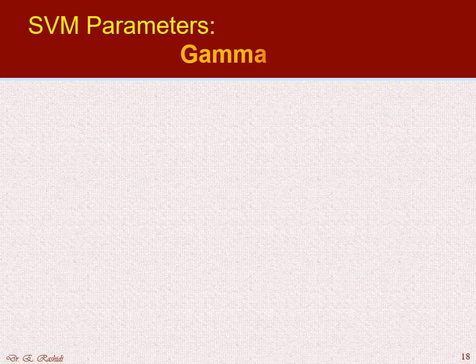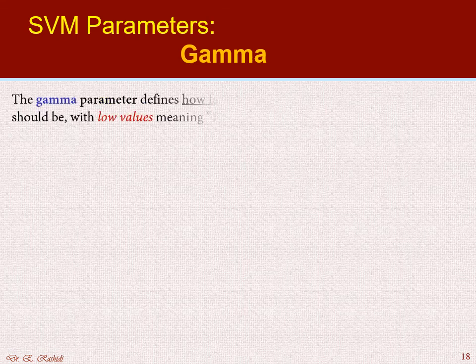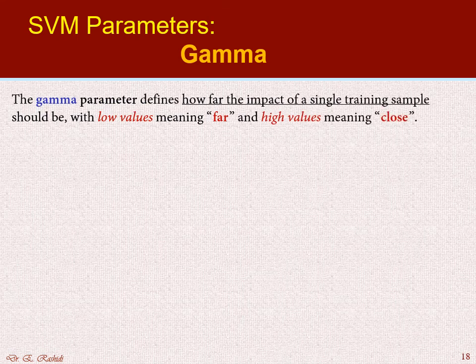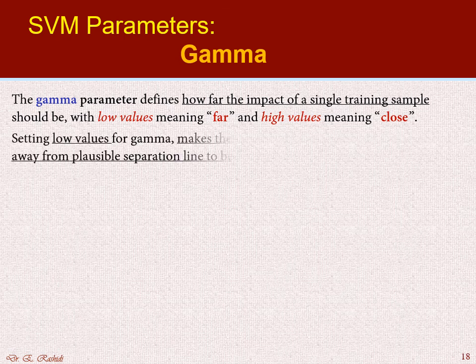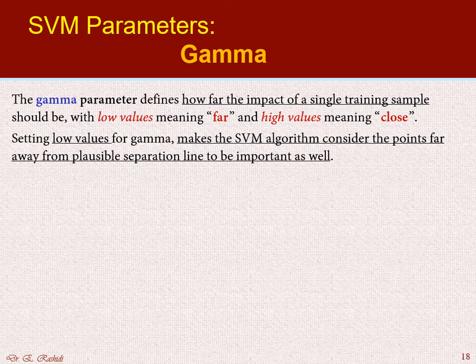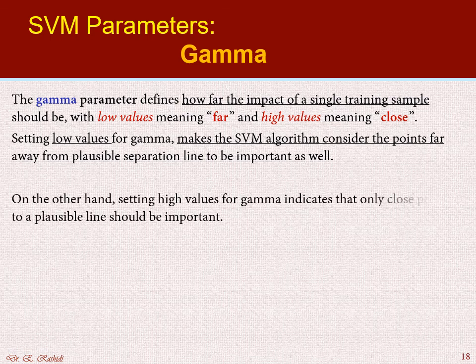The next SVM parameter is gamma. The gamma parameter defines how far the impact of a single training sample should be, with low values indicating far and high values indicating close. Setting low values for gamma makes the SVM algorithm consider the points far away from a plausible separation line or hyperplane to be important as well. On the other hand, setting high values for gamma indicates that only points close to a plausible line should be important. Let's see an example.